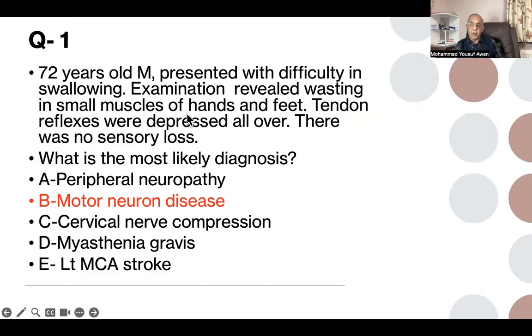And because this is a pure motor deficit, there is no sensory loss. That means the anterior horn cells, the motor anterior horn cells, are involved. And this is one of the specific diseases. It's called motor neuron disease, which can affect the anterior horn cells specifically in the spinal cord. And it involves the brainstem, and that can affect your swallowing and speech, dysphagia and dysarthria.